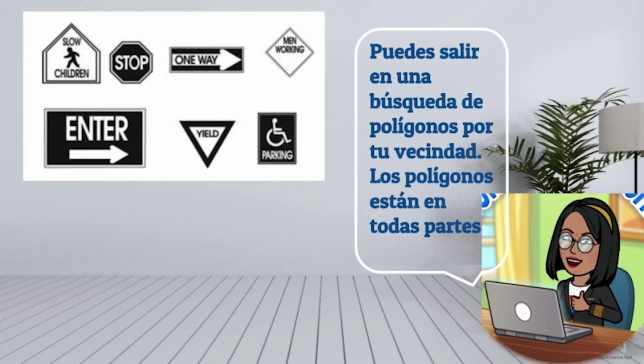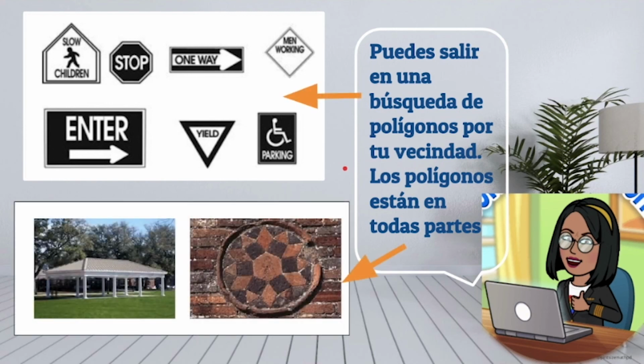Puedes salir en búsqueda de polígonos por tu vecindad. Como puedes ver aquí, hay muchos ejemplos de diferentes polígonos por donde quiera que mires, no solo en la señalización de las calles, sino que en la naturaleza o en edificios o en cosas que ves todos los días alrededor de tu casa.